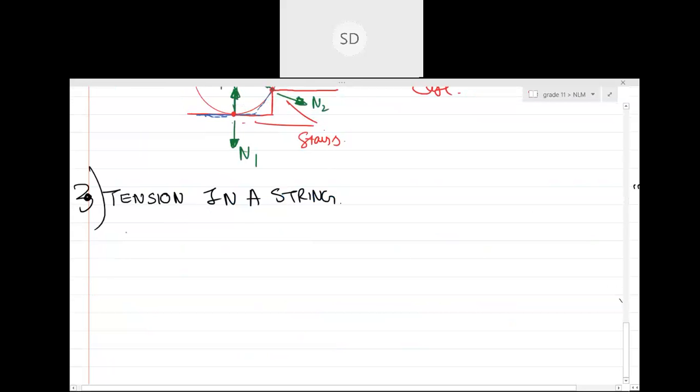So always remember, suppose I have a support through which I have a string, and through that string I have connected a block of mass m. So what will happen in this particular case? Can you see this? When this mass is hanging, the string will be tight. It will be in a stretched condition. Yes or no?